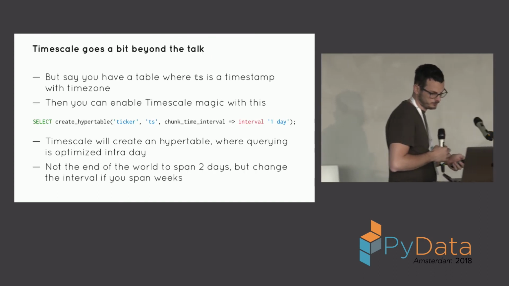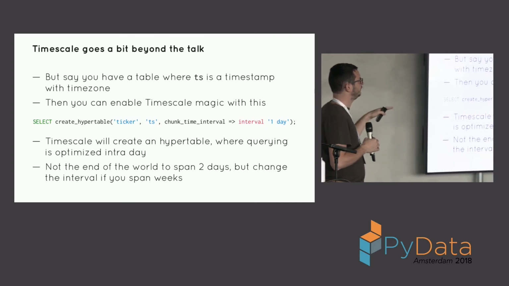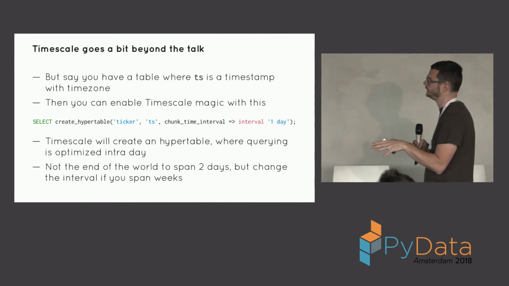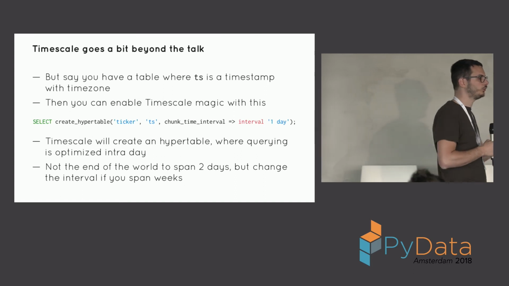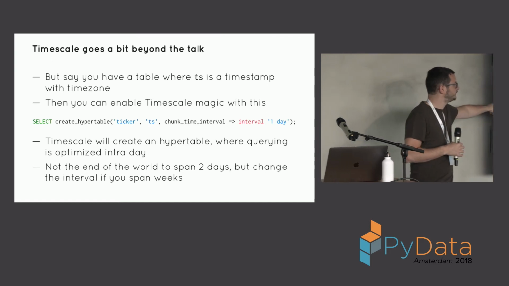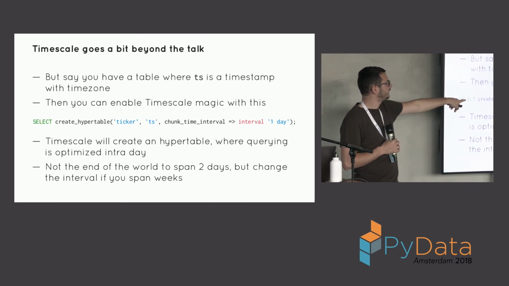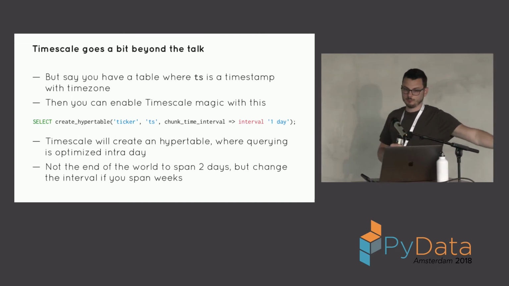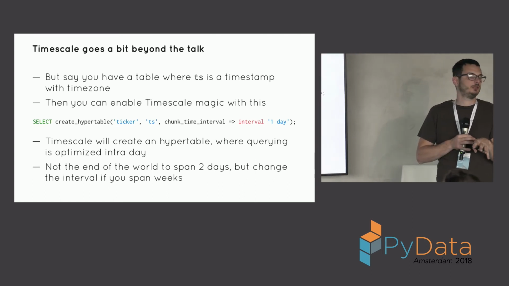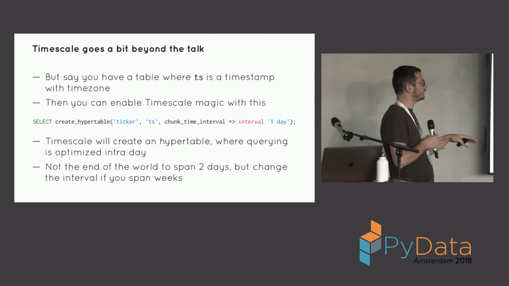And yeah, I don't want to go too deep into Timescale, but basically, let's say you have a table where TS is a column, which is a timestamp with time zone. Then you can convert this table into a Timescale table or hypertable with this piece of SQL here. And so basically here we're saying to Timescale, my ticker table has a column named timestamp, and I want that to become my time index. And then at the end I'm going to say optimize it for queries which are intraday.